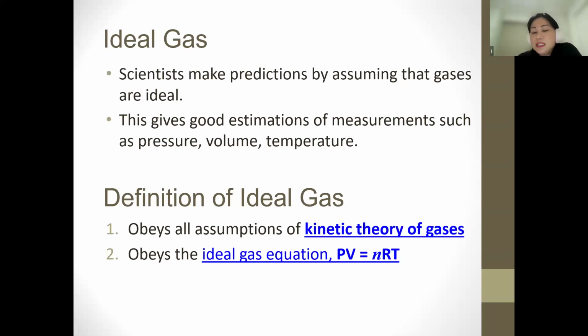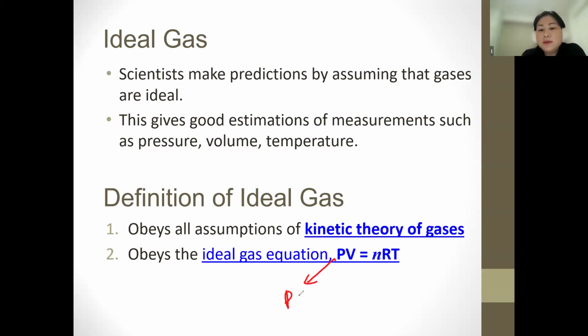Okay, so this makes it easier, and the situation becomes less complex in order for us to understand gases' behavior. So the definition of an ideal gas is a gas that obeys all the 5 assumptions of the kinetic theory of gases, and an ideal gas will obey this ideal gas equation, PV equals nRT.